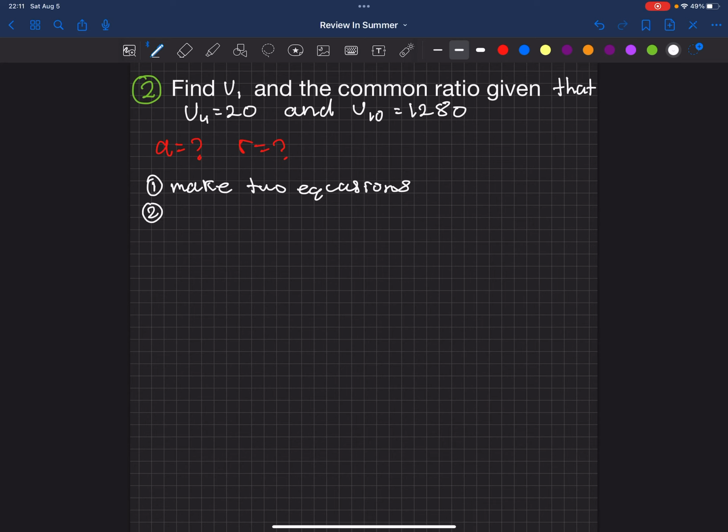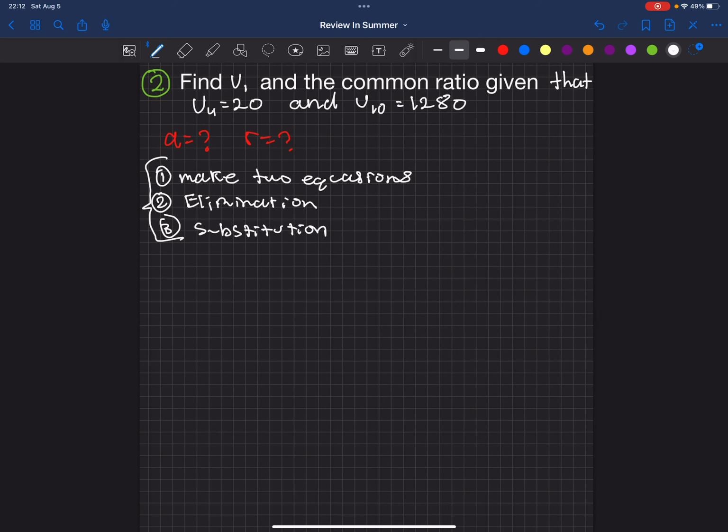And the second step is to do elimination. I'll show you how to do that. And the third step is substitution. Okay? So usually for these types of questions, you will most likely always follow these 3 steps. Okay? Let's get started.